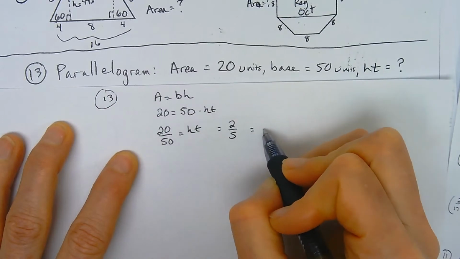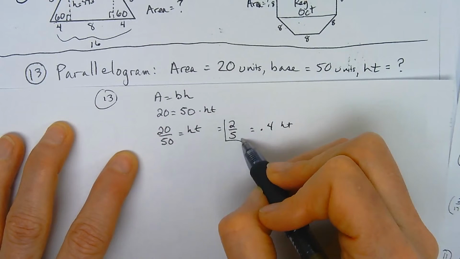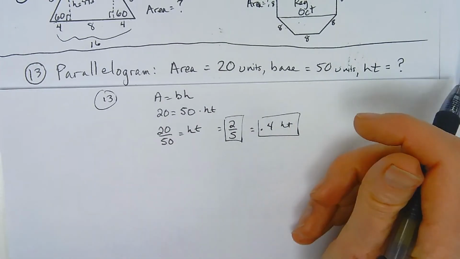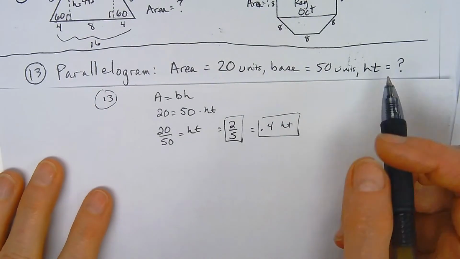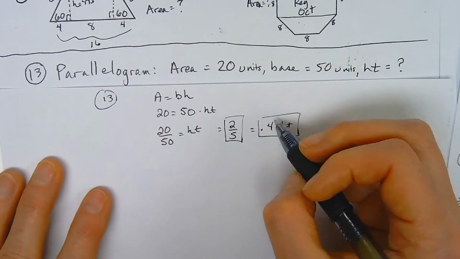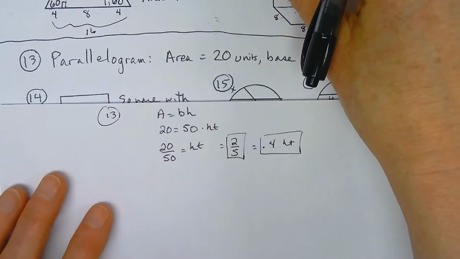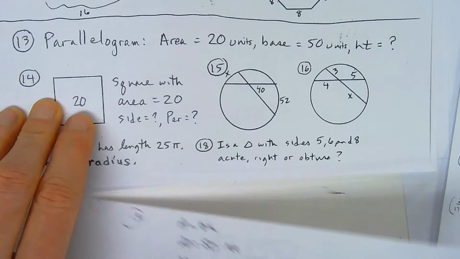Now, if you write 0.4 for the height, that's okay. Most of the time, it's better to leave it in fractional form, because we're trying to avoid any kind of calculator for a lot of these. But this is not wrong. Oh, that should be 0.4. Fractions might be a better choice for some of these. All right, number 14.